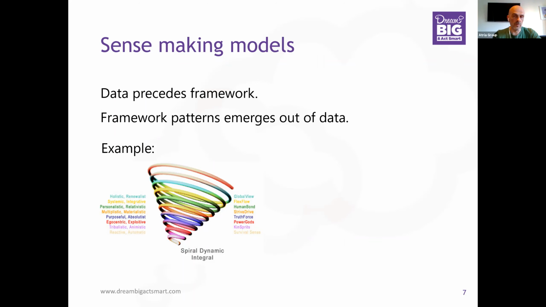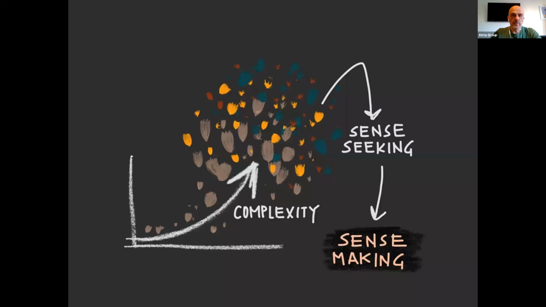And in sense-making models, out of complexity, we are trying to get some kind of clarity and to make sense of what is going on here.